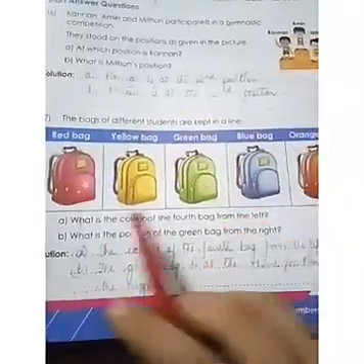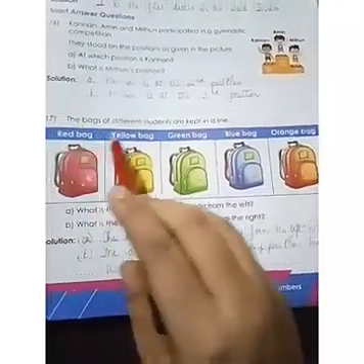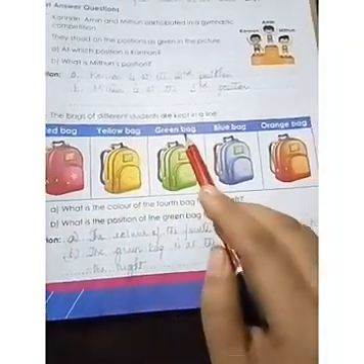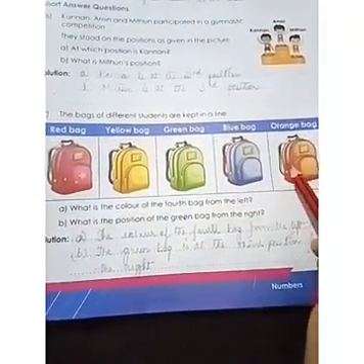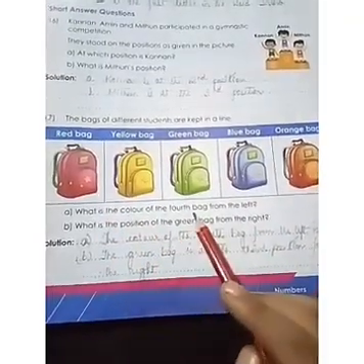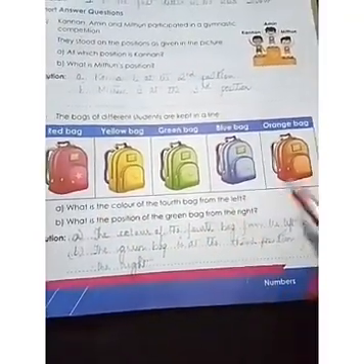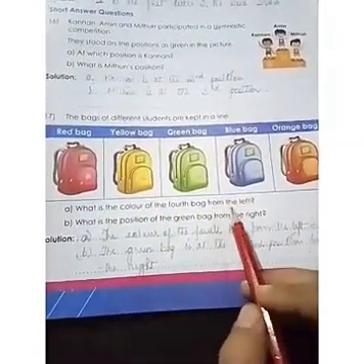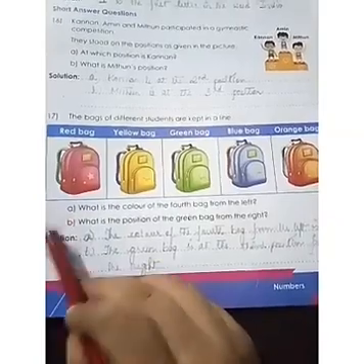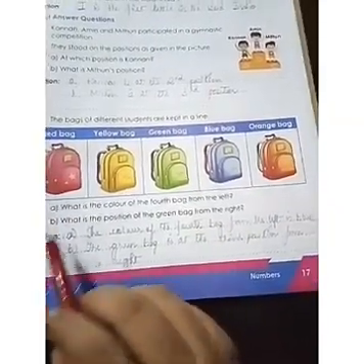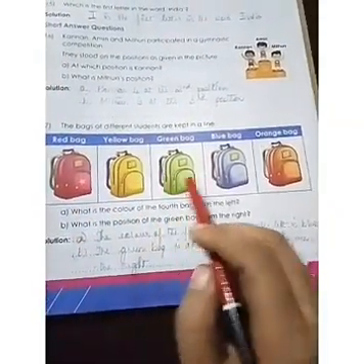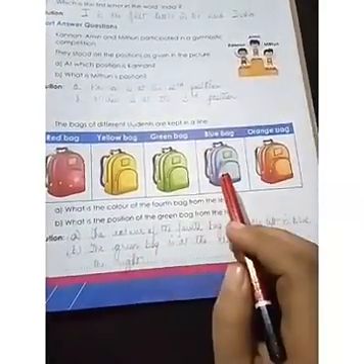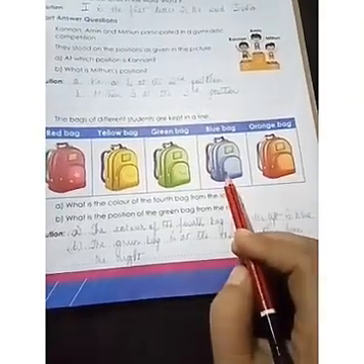Okay. The next question is about some bags here. The bags of different students are kept in a line. Red bag, yellow bag, green bag, blue bag and orange bag. What is the color of the fourth bag from the left? Now this is from the right and this is from the left. Now we have to count from the left hand side. From your left hand side, what is the color of the fourth bag? Okay. So 1, 2, 3, 4. I am counting from left. 1, 2, 3, 4. And the color of the fourth bag is blue.